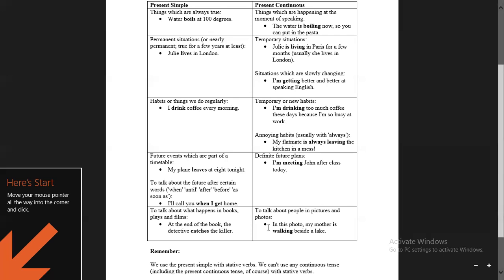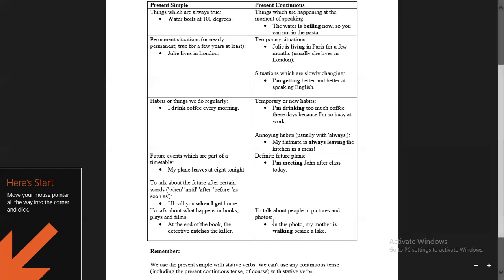In the present continuous, we use it to talk about people in pictures and photos. I have a picture in front of me in a book or on the wall or wherever. I use the present continuous to describe what's happening in this picture. So I can see a photo of my family. So I will say, in this photo, my mother is walking beside the lake, even though this action finished a long time ago. But I see it in front of me on the wall or in my hand or even on the mobile. Now we have digital photos. So we describe it using the present continuous.